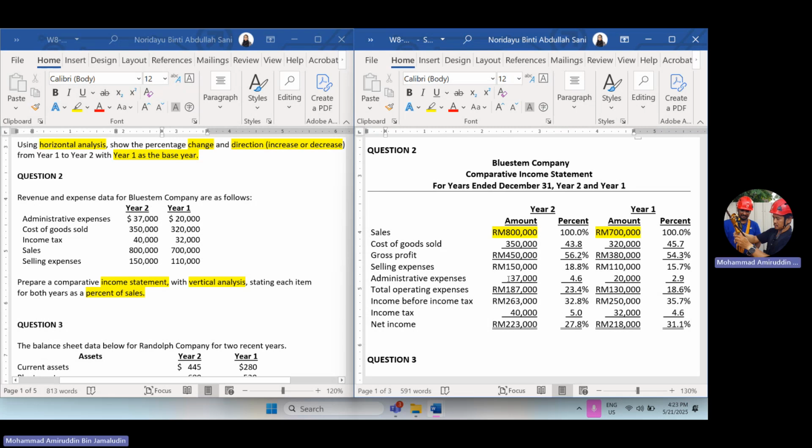You cannot just copy from the question based on the line by line items provided. You have to prepare the SOPL, because you have been instructed here. We are going to use vertical analysis. The previous question was horizontal, this way. Now vertical: stating each item for both years as a percent of sales.